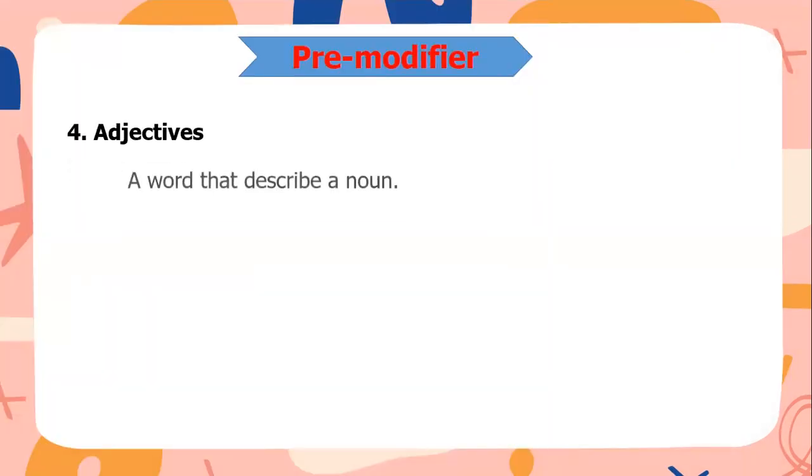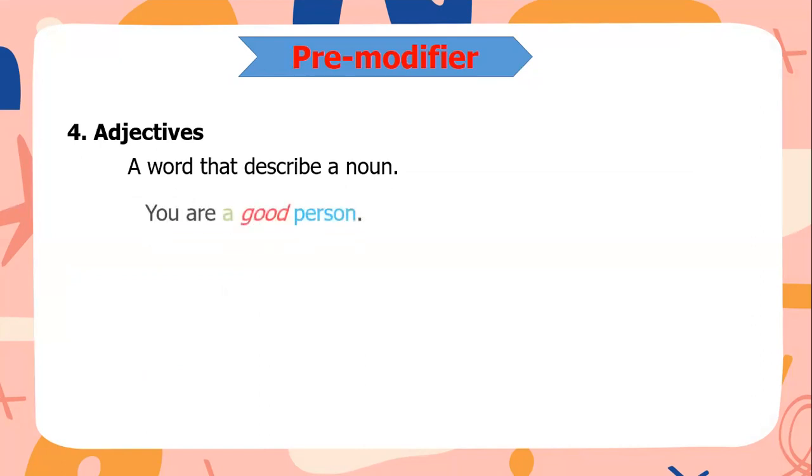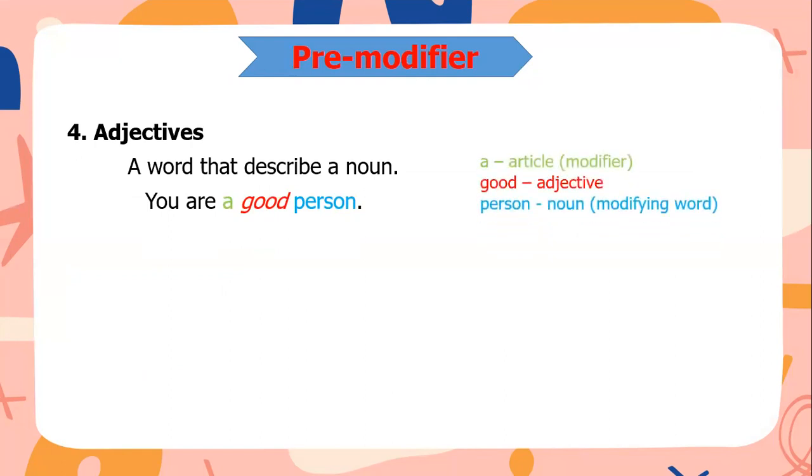Next is the adjective, a word that describes a noun. Let's take some examples. You are a good person. A is an article or our modifier. Good is our adjective and person is a noun or modifying word.